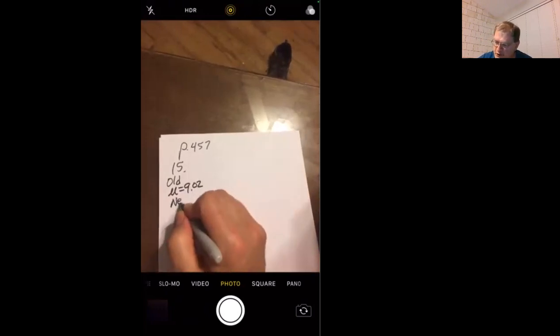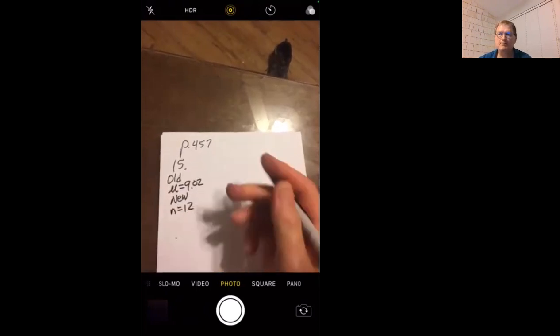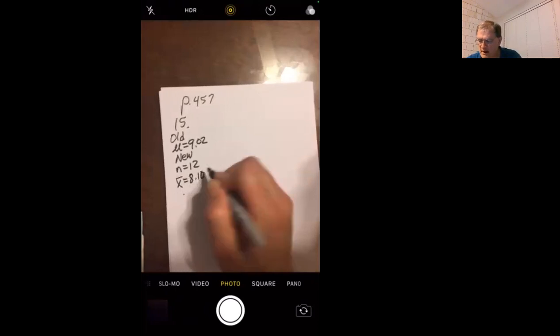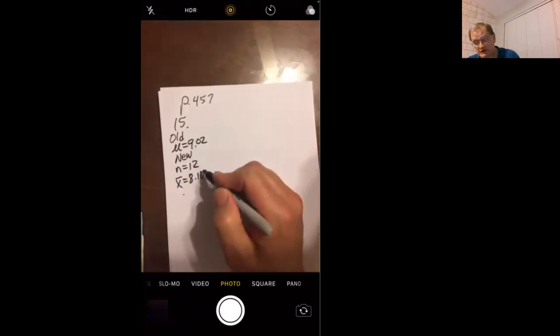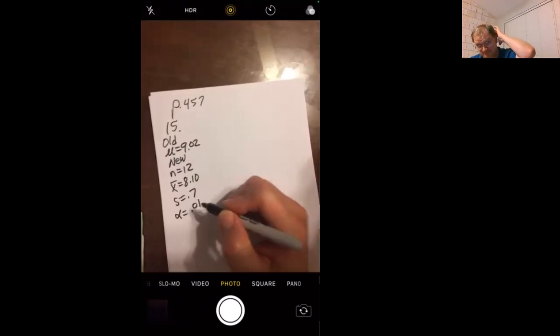They do their new survey, and there were 12 adolescents, so that's your sample size. 12 adolescents found a hippocampal volume of 8.10. So it seems to be, well, at least certainly it's lower. Whether that's significant or not, that's what we're going to find out. Standard deviation of 0.7. Conduct the appropriate test at the 0.01 level of significance.